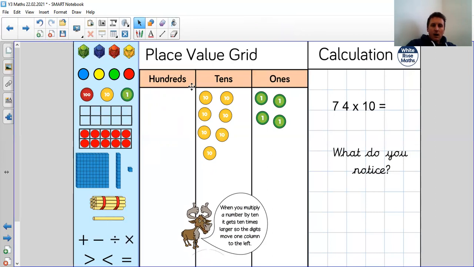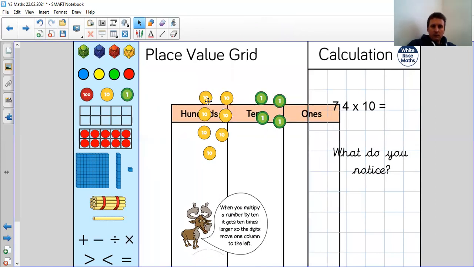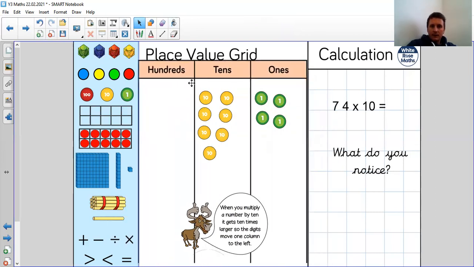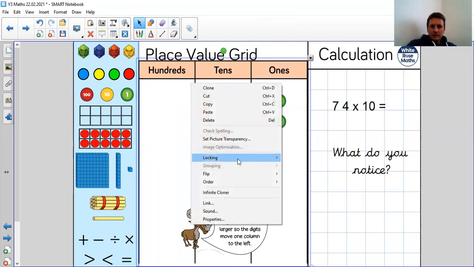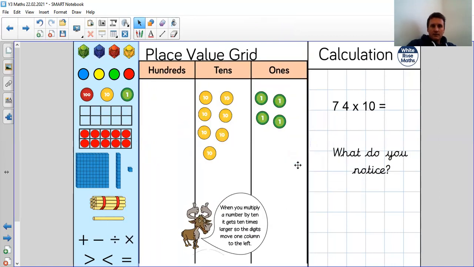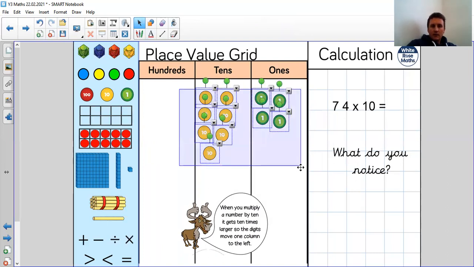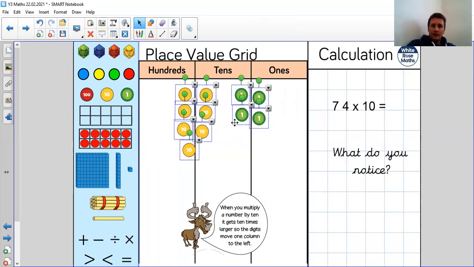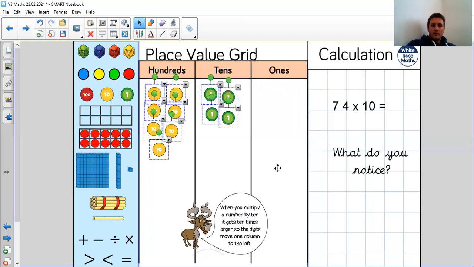All right, so I'm going to pick, oh, no, I'm not. I'm going to put that back and I'm going to lock it. Sorry, guys, lock in place. There we go. Now I'm going to move all of these one place value column to the left because they're all getting 10 times bigger. So they've obviously changed value now. So we've got, these are now 10s.